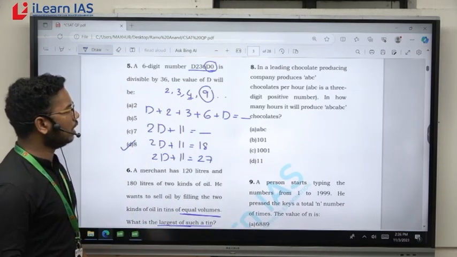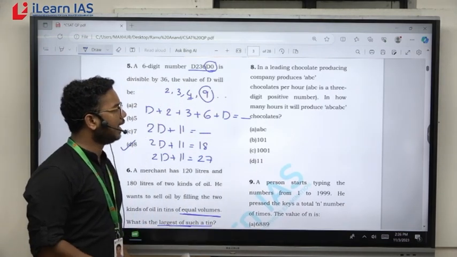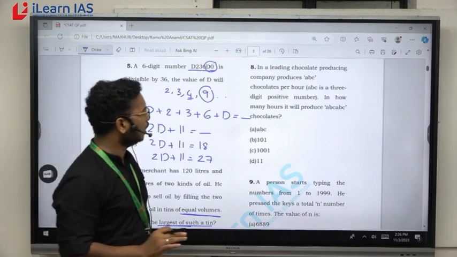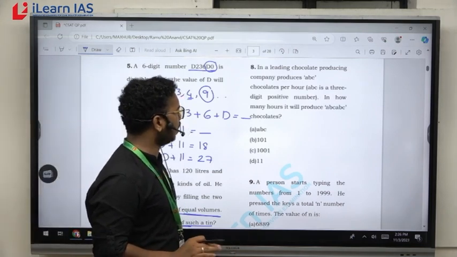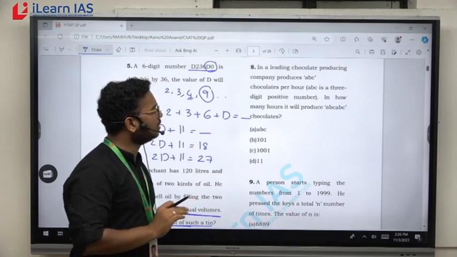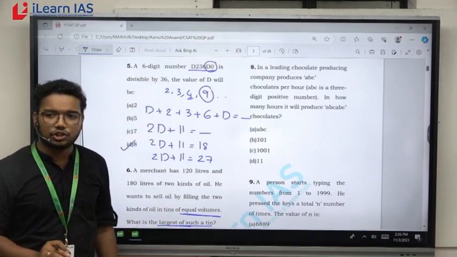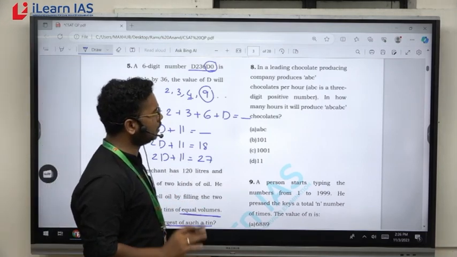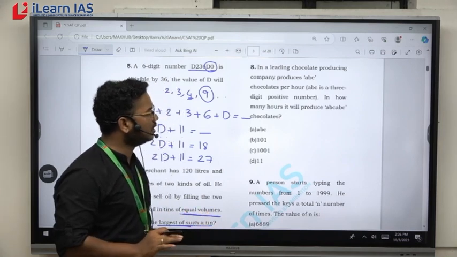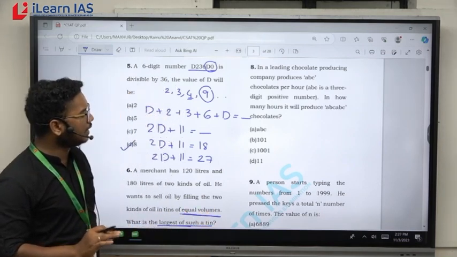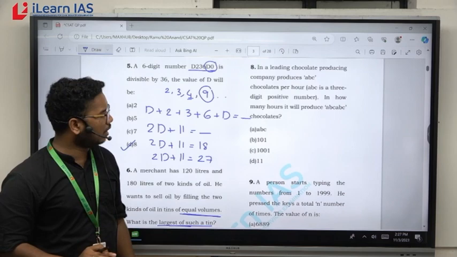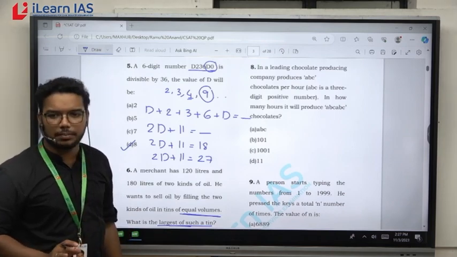A leading chocolate producing company produces ABC chocolates per hour. Okay, A, B and C. ABC is a 3-digit positive number. In how many hours will it produce ABCABC?